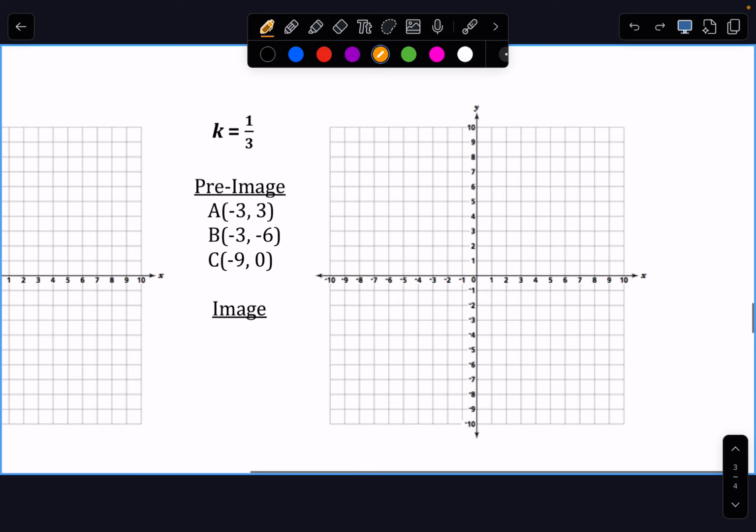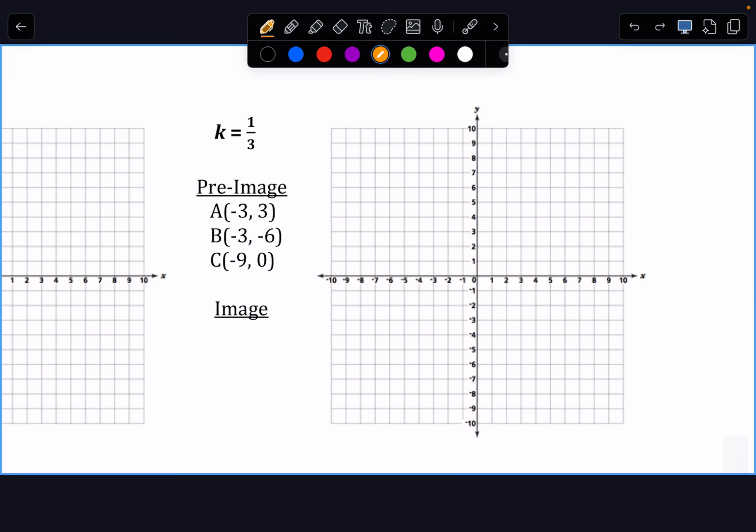All right. I'm going to skip number 3. We're going to do number 4 and call it a day. Now, let's plot our coordinates for number 4. You are plotting the coordinates in number 4.